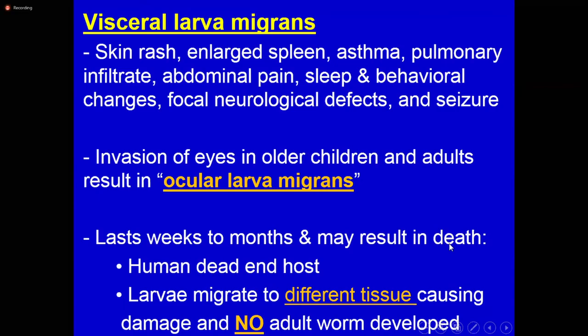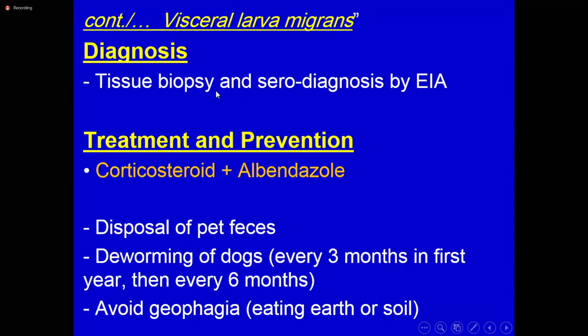The larvae do not leave the human body. Larvae migrate to different tissues and cause damage everywhere. There will be no adult worm in a human being because it is a dead-end host. Dead-end host, that's it. Diagnosis is by tissue biopsy, and you can do serodiagnosis by immunoassay to detect antibodies against the larvae. Treatment is corticosteroid and albendazole. Albendazole is anti-parasite. Corticosteroid is just to decrease the inflammation.